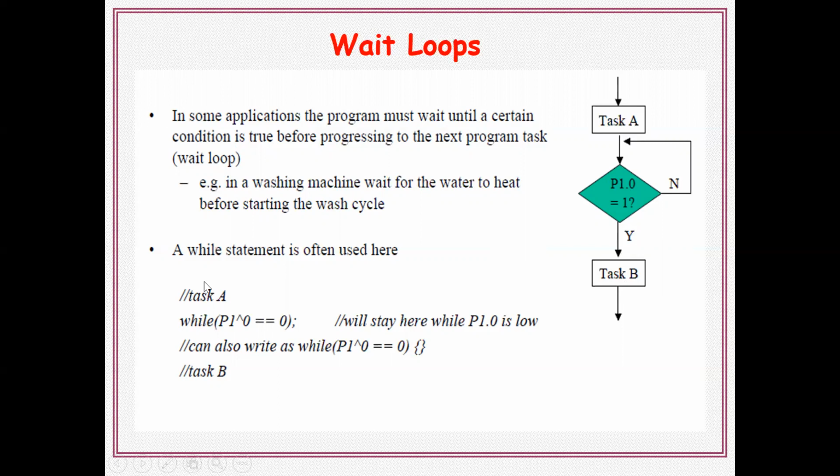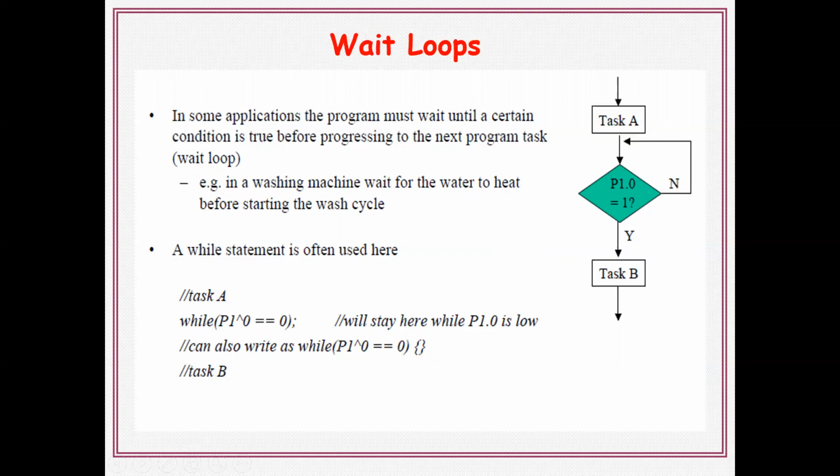A while statement is often used here. So, task A. While port 1.0 equal to 0, that indicates that it will stay here while port 1.0 is low. Can also write as while port 1.0 equal to 0 with empty braces. There is no difference between these two: one is a semicolon, otherwise empty braces. And perform task B.